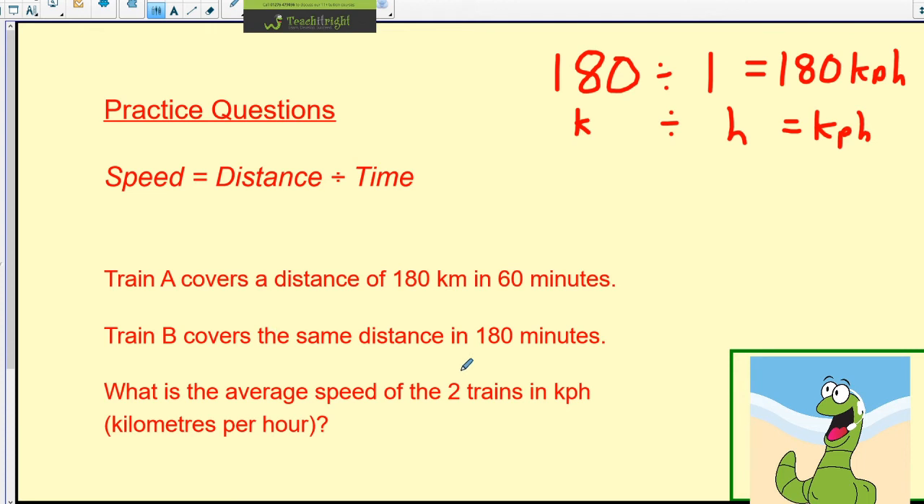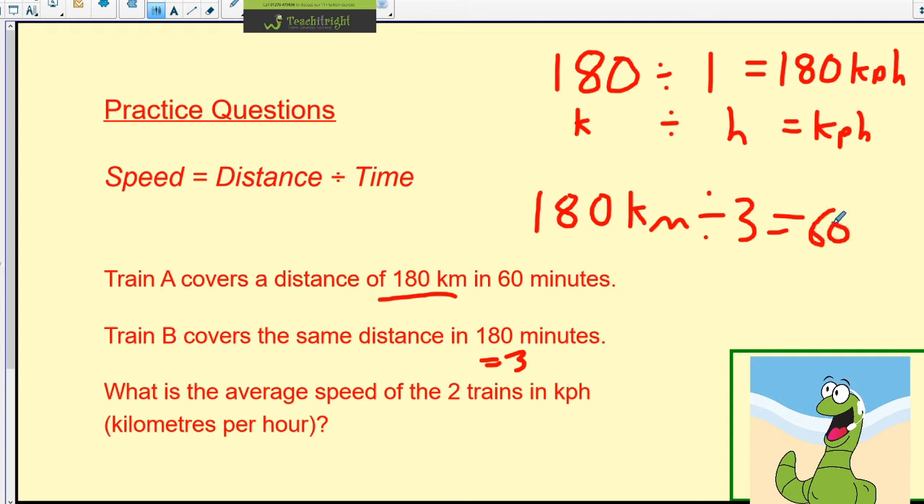Train B covers the same distance in 180 minutes. Well, the distance is going to be 180. So he's done 180 kilometers in 180 minutes. That's the same thing as saying 3 hours. So his speed is going to be 180 divided by 3. That's 60 kilometers per hour. What is the average speed of the two trains?